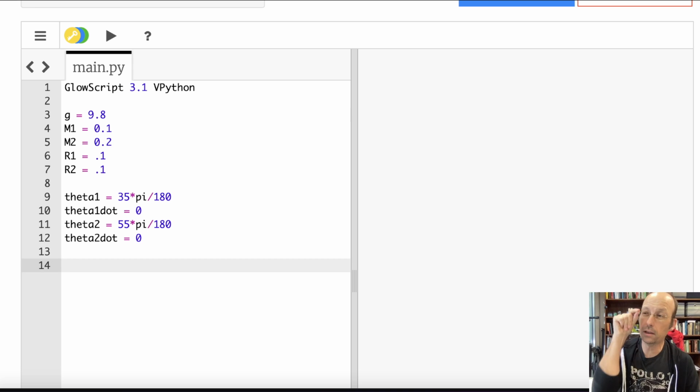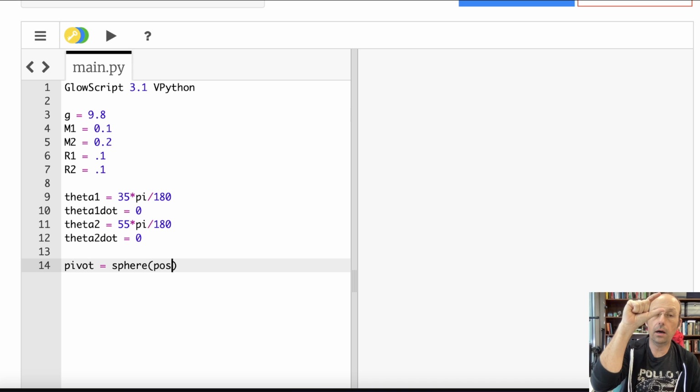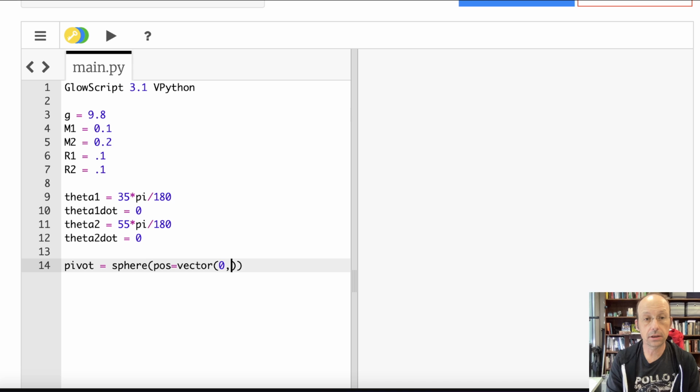So the first thing I'm going to do is put a little pivot point. I can have a little sphere that I can attach to. It's not super important, but that way I don't have to have everything attached to the origin. So let's say I'm going to call it pivot. And it's an object type of sphere. Its position, I'm going to move it up R1. Why? I don't know why. So that's going to be vector 0, R1, 0. The radius is going to be equal to R1 divided by 20. I don't know why. Okay, so now I can put mass 1.